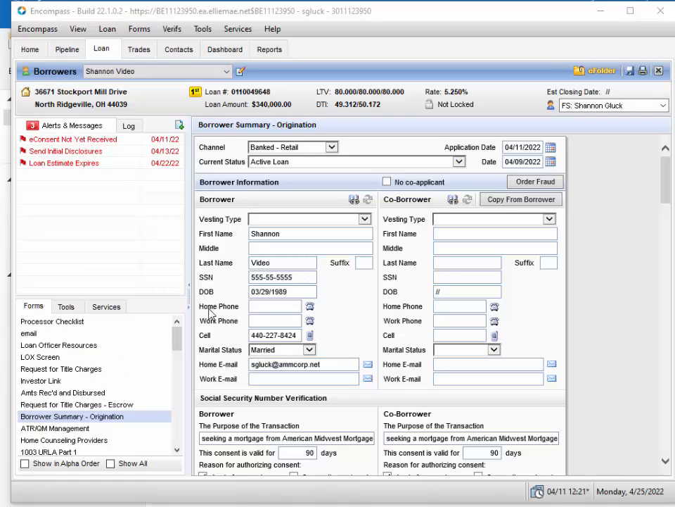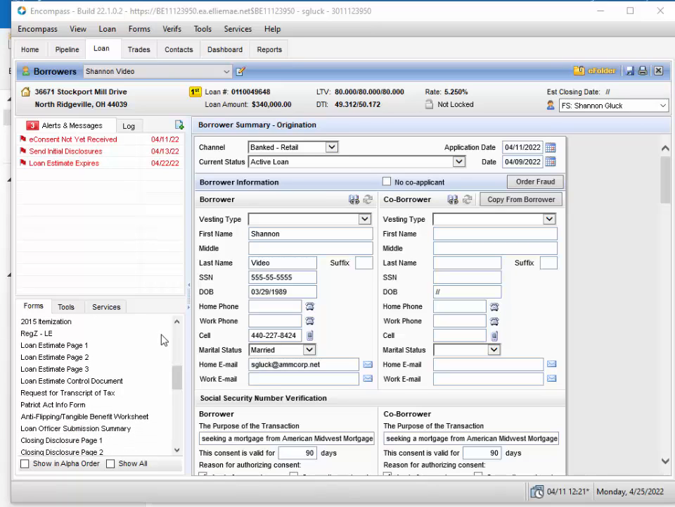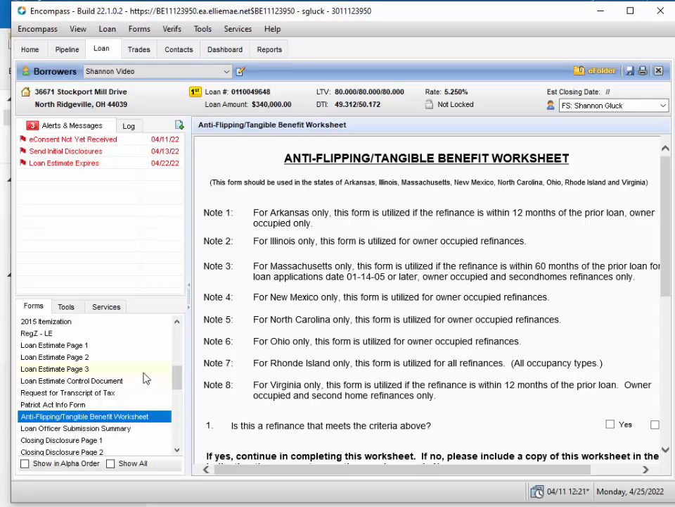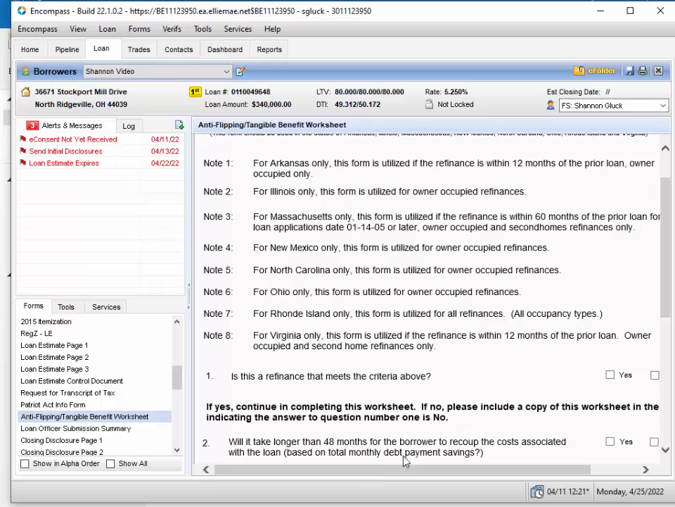On all refinance loans, you're going to need to complete two tangible benefit worksheets. The first one is on the Forms tab, and it's called Anti-Flipping Tangible Benefit Worksheet. This worksheet will be for Ohio loans only. You'll see in Note 6 it indicates for Ohio only.